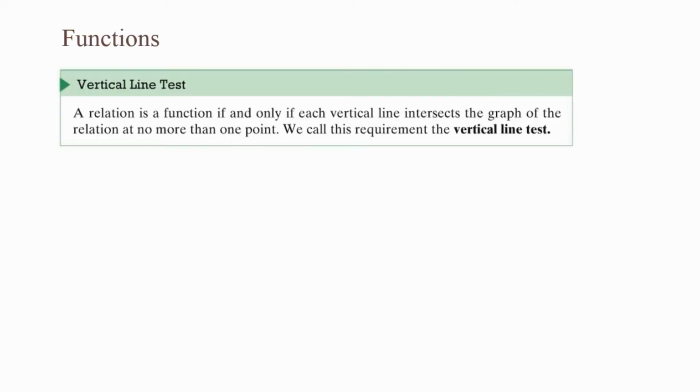Vertical line test. A relation is a function if and only if each vertical line intersects the graph of the relation at no more than one point. We call this requirement the vertical line test.